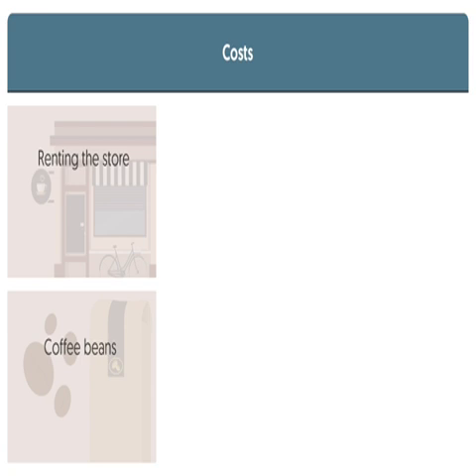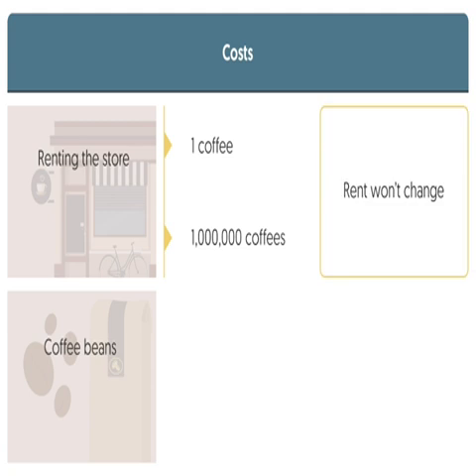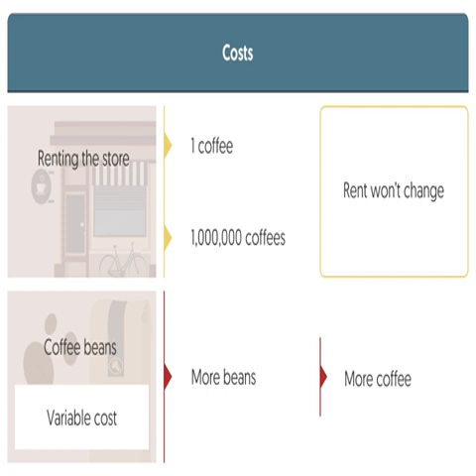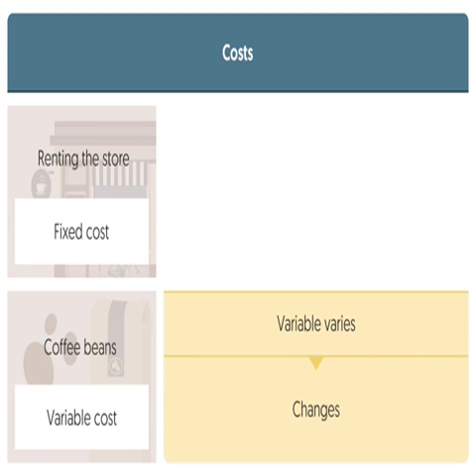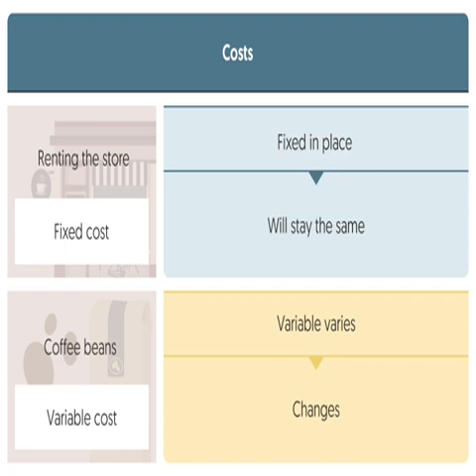It has costs like the coffee beans and renting the store. It doesn't matter if it sells one coffee or 1,000,000 coffees, the rent for the shop won't change. But it will need to buy more coffee beans if it sells more coffee. So, coffee beans are a cost that changes. They're a variable cost. The rent doesn't change, so this is a fixed cost. A good way to remember this is by thinking variable varies, so it changes. Fixed is always stuck, or fixed in one place, so will stay the same.